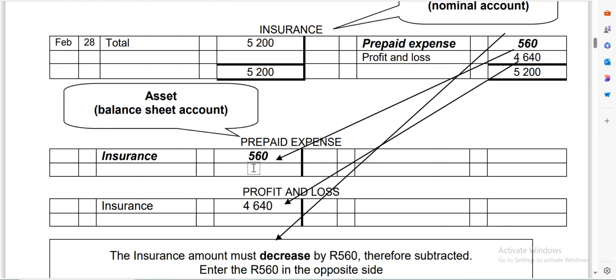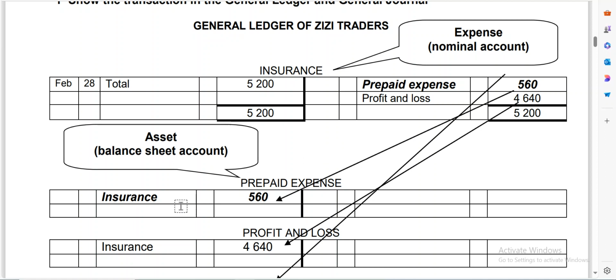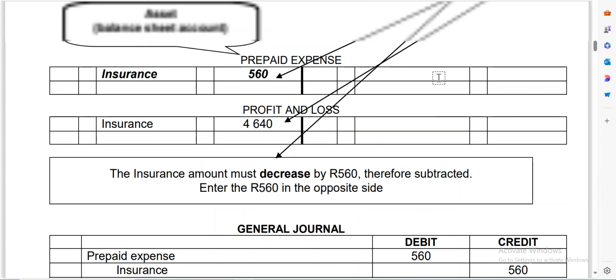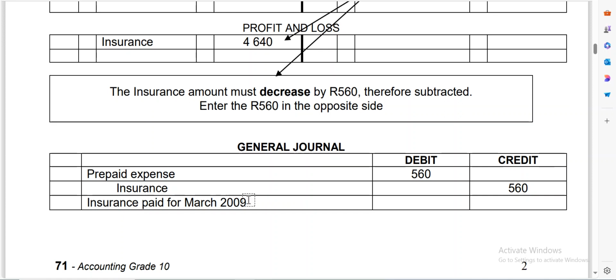Now if you look at this, they also showed us the effect of double entry. Insurance has been credited by 560 and prepaid expense has also been debited by 560, and then the name of the account is insurance. So you can see that double entry has been applied. Now in the general journal we would say debit prepaid expense and credit insurance, which is what they've done here, and this is the insurance that was paid for March 2009.